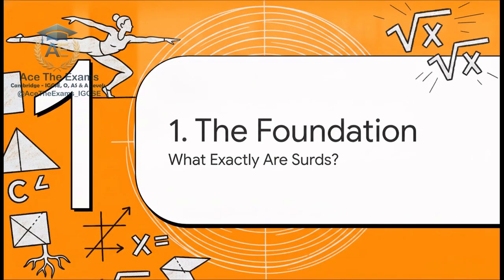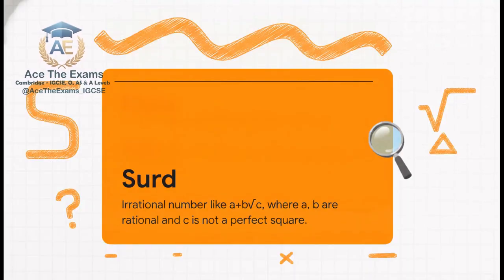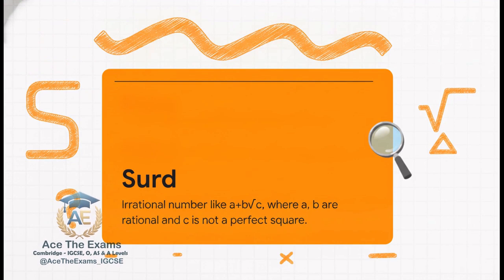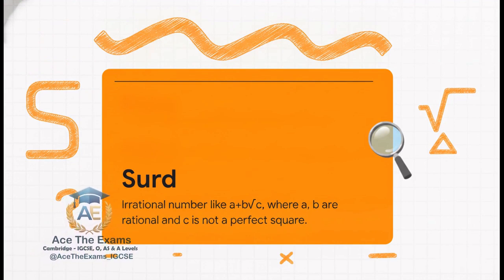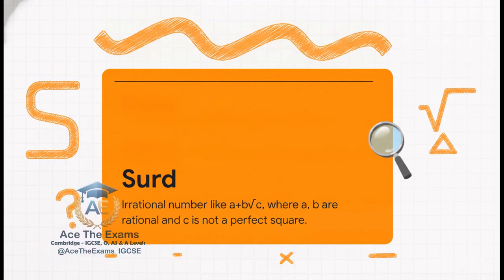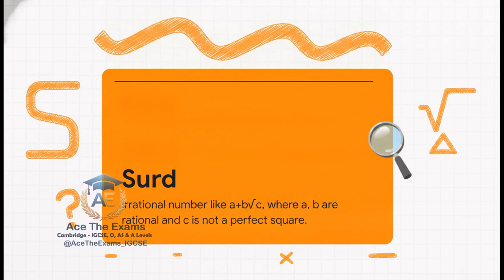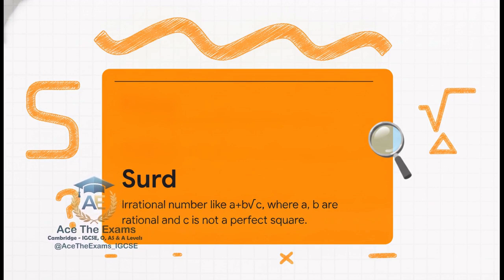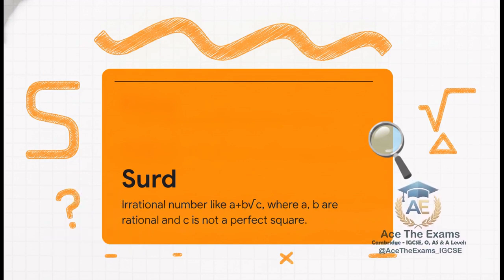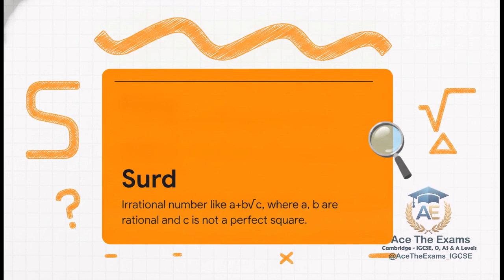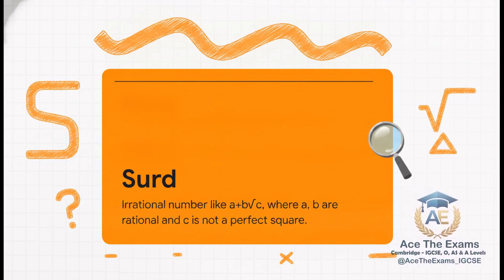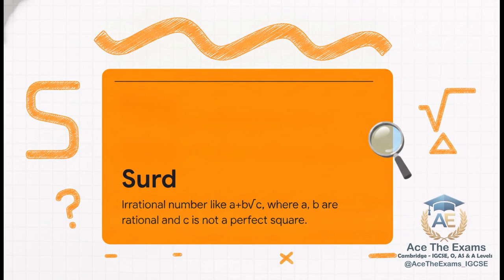What exactly are surds? Okay, let's look at the actual definition here. The textbook tells us that a surd is an irrational number. You'll frequently see it written out in the form a plus b root c. In this setup, a and b are just your standard everyday rational numbers, but c, the number tucked under the root, is an integer that is not a perfect square. Think of numbers like the square root of 2, or maybe an expression like 5 plus the square root of 3.